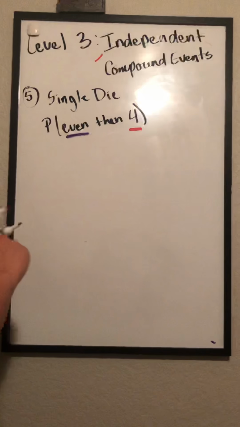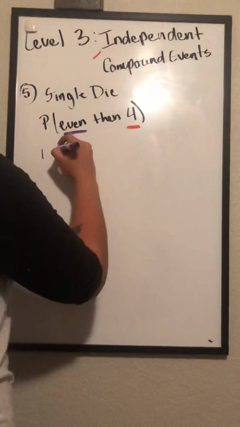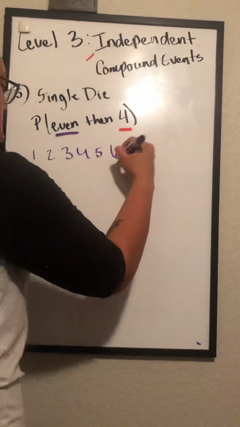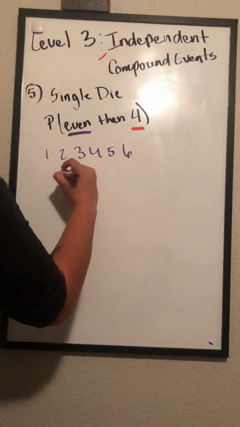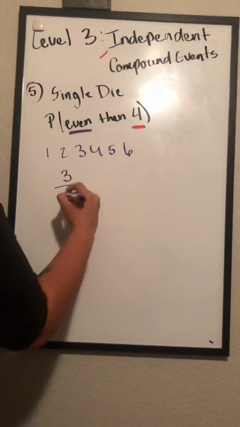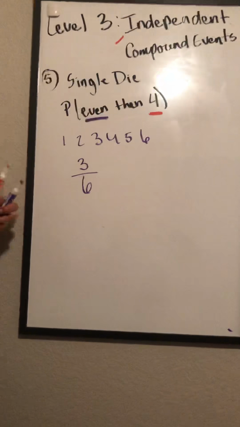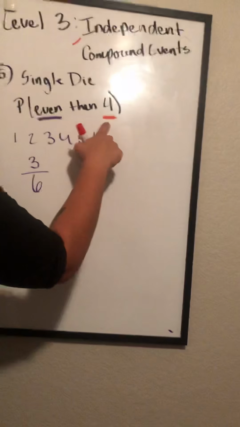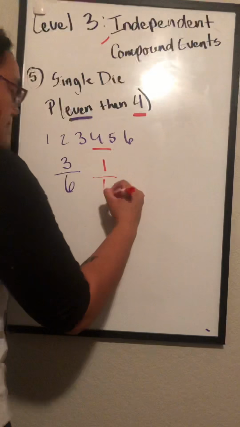So my first event is going to be the probability of getting an even. So I know if I have 1, 2, 3, 4, 5, and 6, 2, 4, and 6 are even, so that's 1, 2, 3 out of a total of 6 numbers. Right? So my first probability is going to be 3 out of 6. My second probability is going to be the probability of getting a 4. There's only one 4 on a 6-sided die.